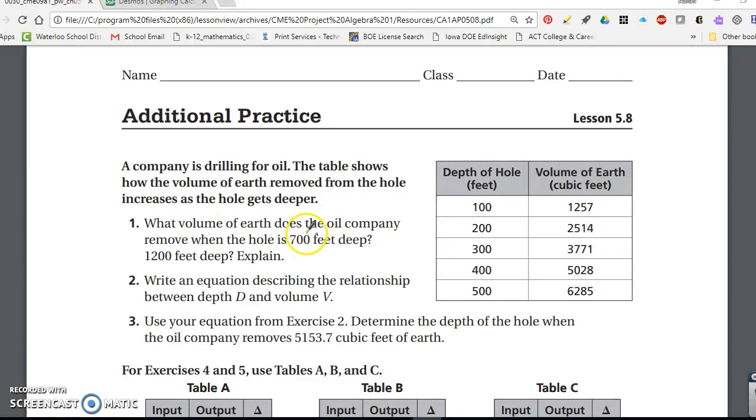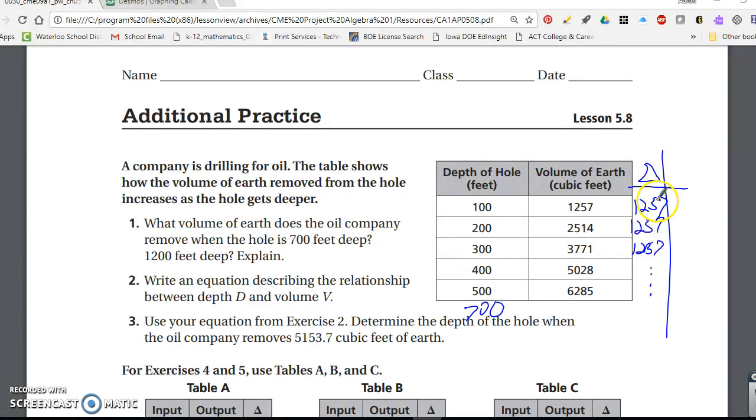What volume of earth, so as the drill is running, it's pulling dirt up out of the ground. What volume of earth does the oil company remove when the hole is 700 feet deep? Okay, so I'm going to do a little bit of math here and look at this as I add my change column. Say, okay, well this is 1,257 is my change, etc. So to get to 700, a couple things I could do. I could add 2 more 1,257s. I could do that.